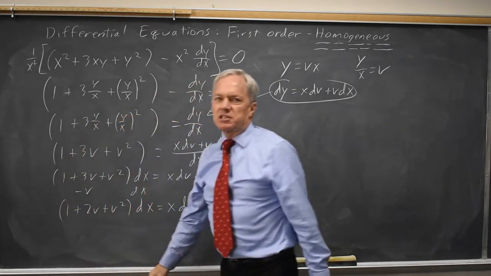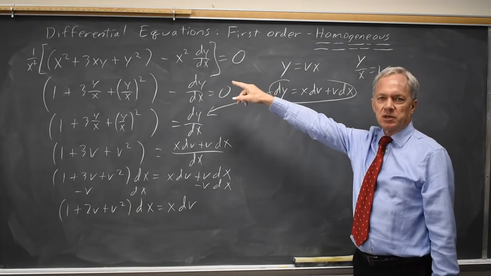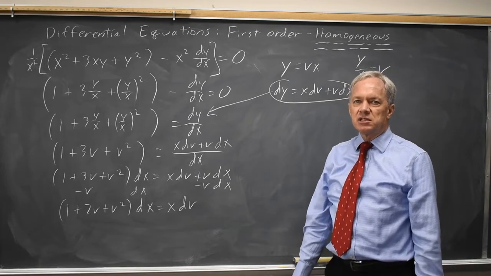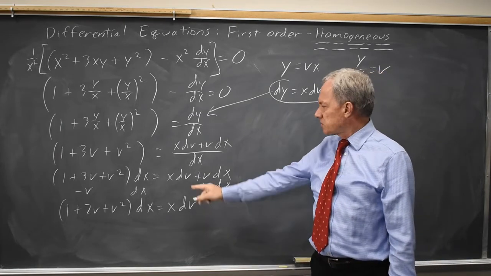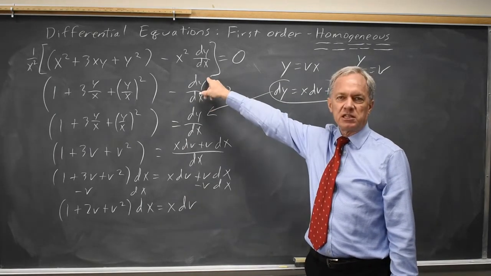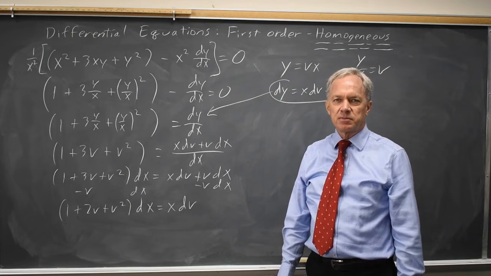The purpose of this change of variable, y equals vx, is to make our homogeneous equation separable. We see that it is separable if you use this change of variable and end up with something that's not separable. Either your initial equation was not homogeneous or you made an arithmetic error. Check and see which it is that happened.